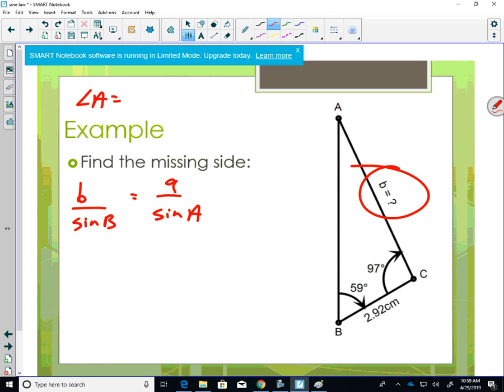It's the Canadian way. Angle A. We're going to go 180 minus 59 minus 97. 180 minus 59 minus 97. Angle A is 24 degrees.